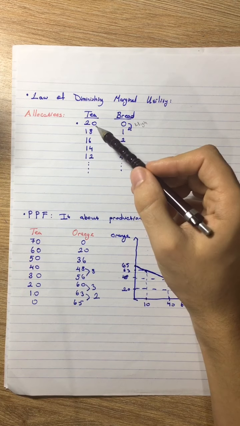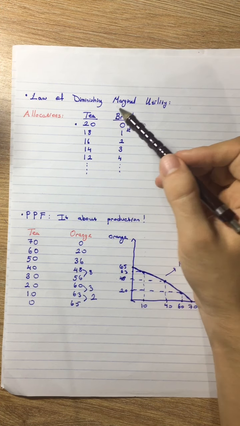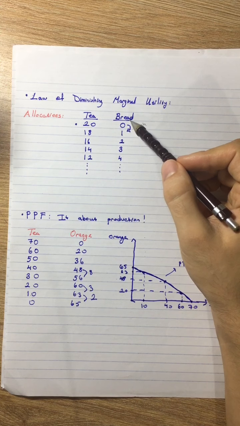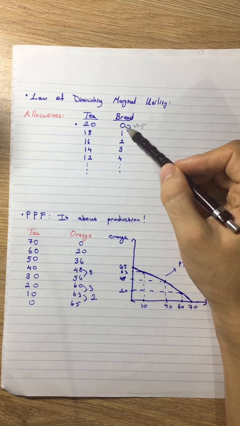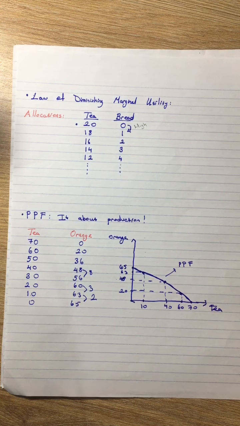So in this case, in this allocation, marginal utility of tea is low, and marginal utility of bread is high, since bread is low in quantity and tea is high in quantity. So this was the law of diminishing marginal utility.